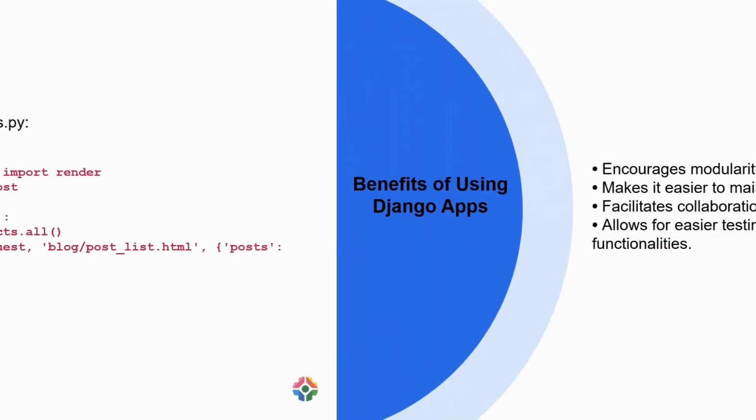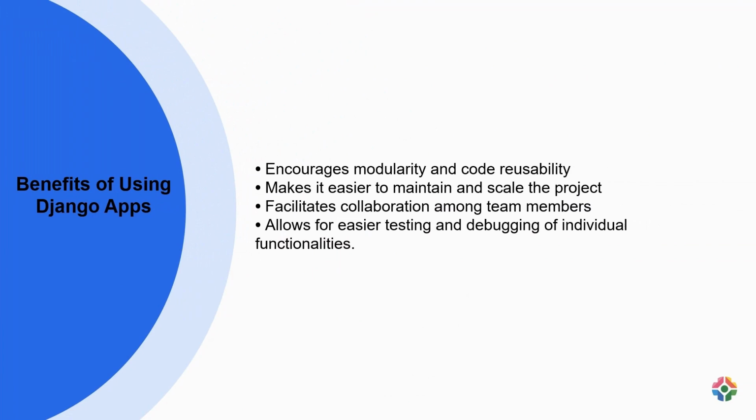When developing software, following the principle of modular programming can bring numerous advantages. Firstly, it encourages modularity and code reusability by breaking down the codebase into smaller, manageable modules. This allows developers to reuse specific modules in different parts of the project, reducing redundant code and saving time.